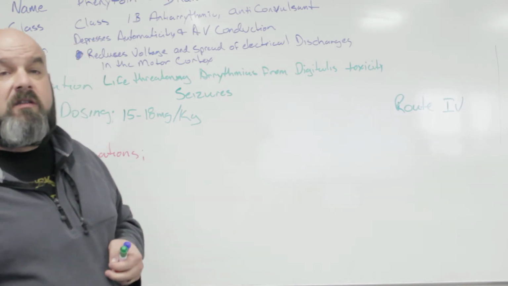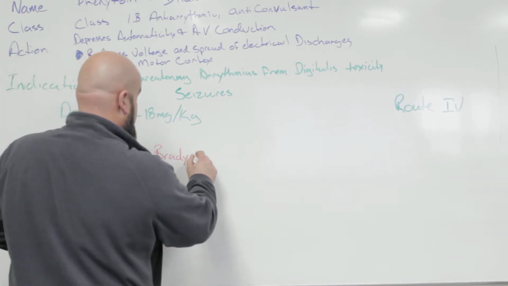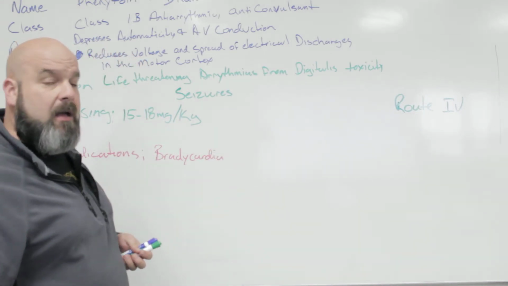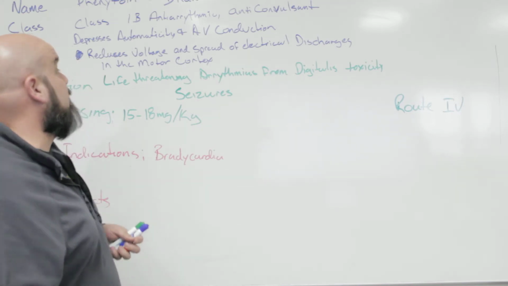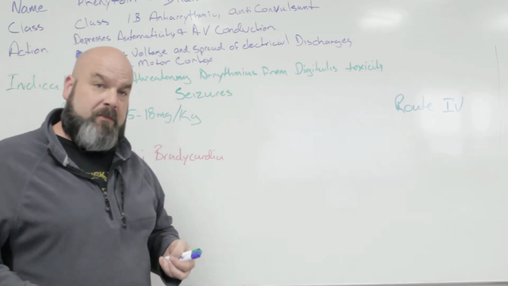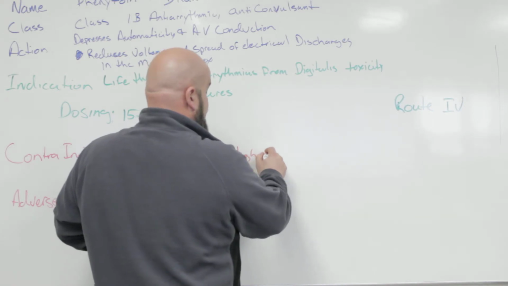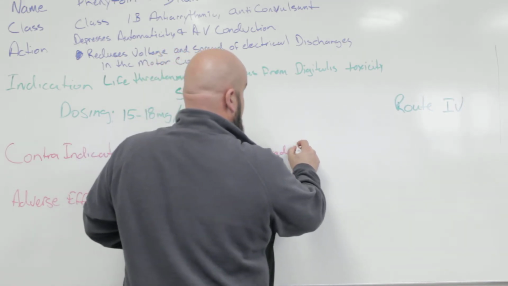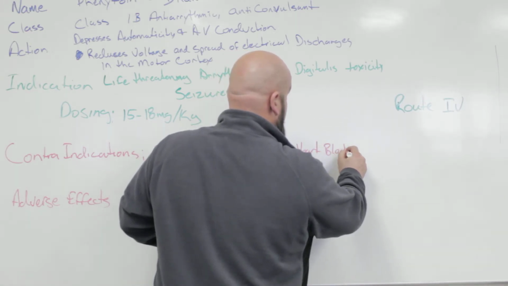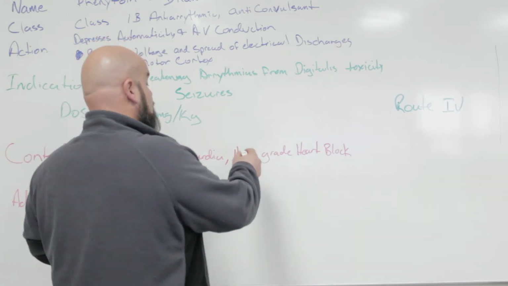Our contraindications are going to be bradycardia. Of course, we're not going to give it to bradycardic patients because it slows the system. The system's already slow. We don't want to slow it down even further. Okay, so bradycardia, high grade heart block, third degree heart block, AV disassociation.